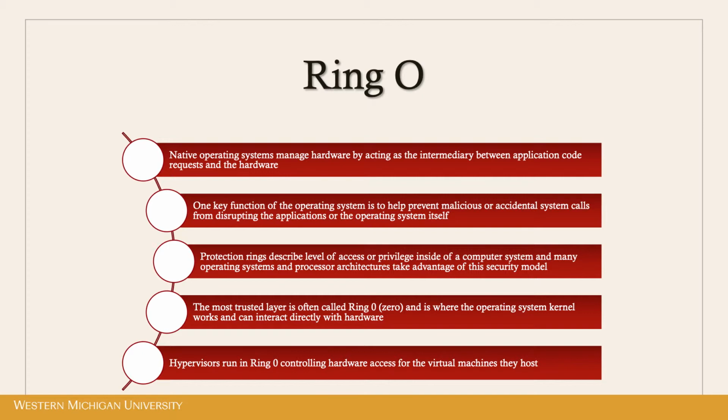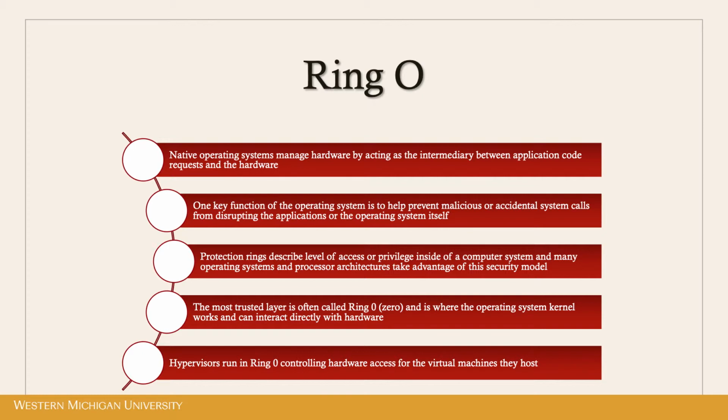Another concept that we want to be aware of is Ring 0. Native operating systems manage hardware by acting as an intermediary between application code and the hardware. One key function of that is to help prevent malicious or accidental system calls from disrupting the applications or the operating system itself. Now, protection rings describe the levels of access or privilege inside a computer system, and a lot of operating systems and processor architectures take advantage of that as a security model, right? We're going to keep ourselves secure by keeping these protection rings intact so that only certain processes with certain privileges can actually access certain resources.